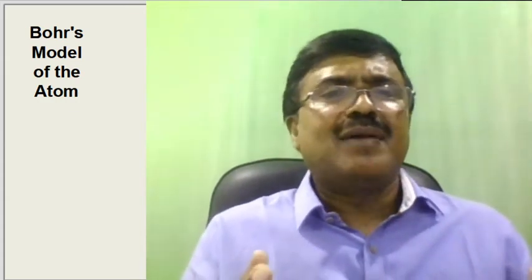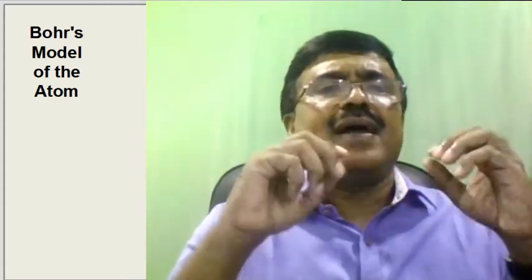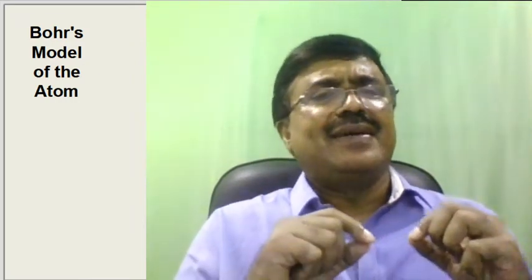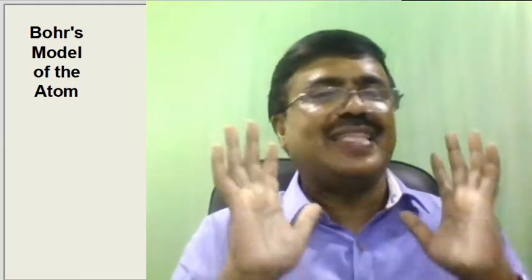Rutherford model also can be called a planetary model, but usually we refer to this as the planetary model because, as with the sun at the center and Earth and the other planets revolving around the sun in their orbits, a similar picture is used in the case of atom also. Nucleus is at the center. It contains two types of particles, protons and neutrons, and electrons, the lighter particles, revolve around the nucleus. That is the basic picture.